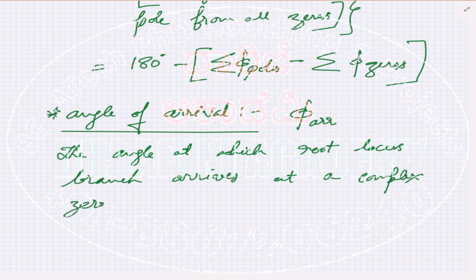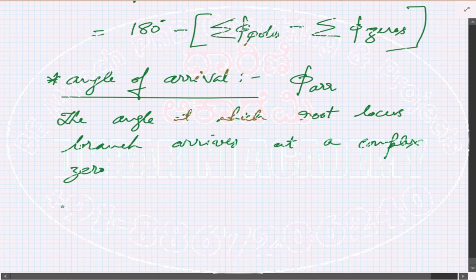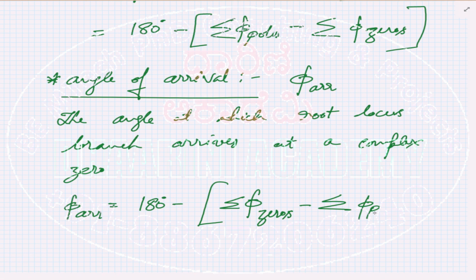So the equation for angle of arrival is very similar to the equation we wrote. Only the positions of poles and zeros get exchanged. So phi arrival is equal to 180 degrees minus the summation of angles because of zeros. First we write this. From this we subtract the summation of the phi of those.